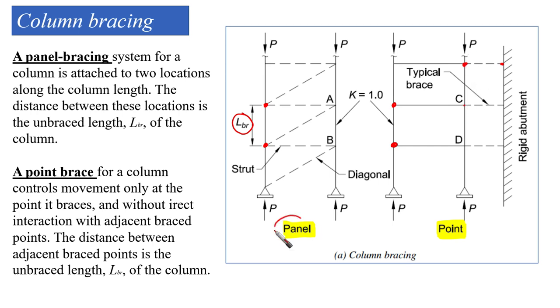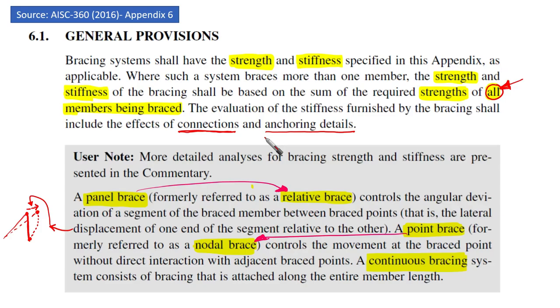However, this is the panel, the relative brace. We're going to find that each column, for example, is going to be braced in a certain way. This way is going to prevent the relative movement of one end relative to the other. Okay, now let's go back. So we have panel brace, we have point brace, and we have a third thing called a continuous bracing system.